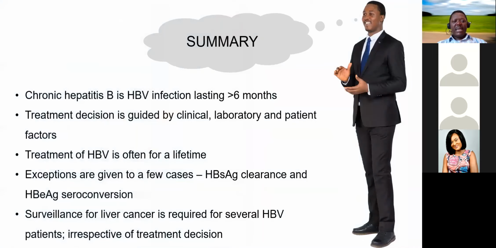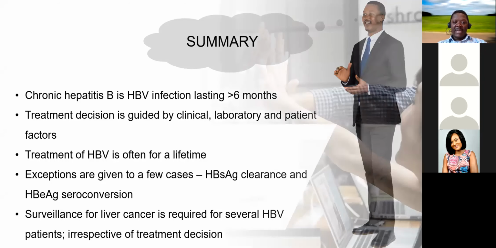In conclusion, chronic hepatitis B infection lasts more than 6 months. If the surface antigen lasts more than that period, chronic hepatitis B is defined. The treatment decision is guided by clinical, laboratory, and patient factors, and treatment of hepatitis B is often for a lifetime. Exceptions are given to a few cases, which I mentioned, if they clear the surface antigen or they seroconvert E antigen, okay? Surveillance for liver cancer is required for several HBV patients, irrespective of treatment decision, because the virus can integrate into the DNA and cause carcinogenesis, okay?